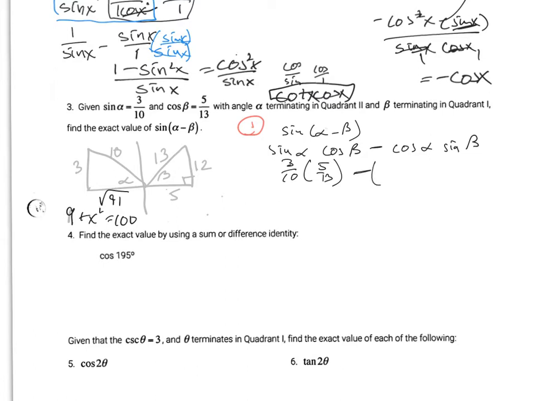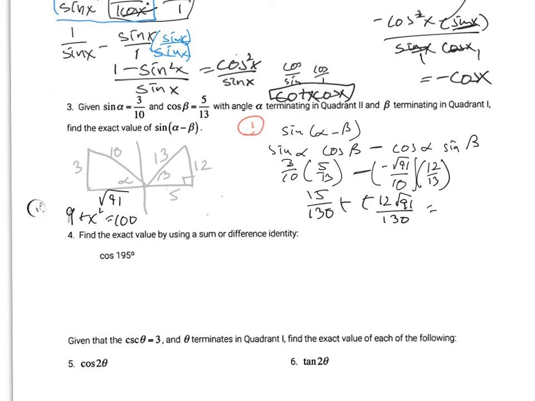Minus the cosine of alpha is negative radical 91 over 10, and the sine of beta is 12/13. Multiply first, we get 15 over 130, expect big numbers, minus a negative 12 radical 91 over 130. These two negatives become positive.